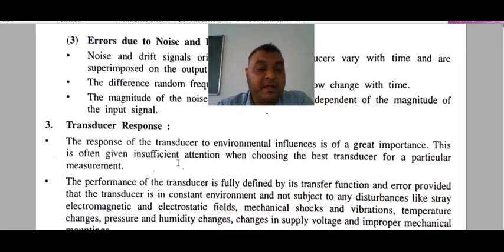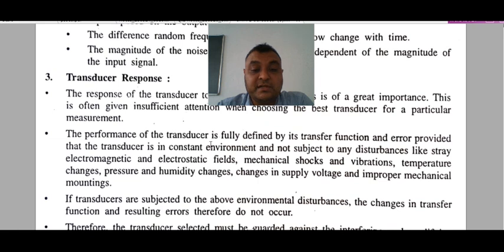Now the performance of the transducer is fully defined by its transfer function and error, provided that the transducer is in a constant environment and not subjected to any disturbances like stray electromagnetic and electrostatic fields, mechanical shocks and vibrations, temperature changes, pressure and humidity changes, changes in supply voltage and improper mechanical mounting. So these are all parameters that will affect the response of the transducer.